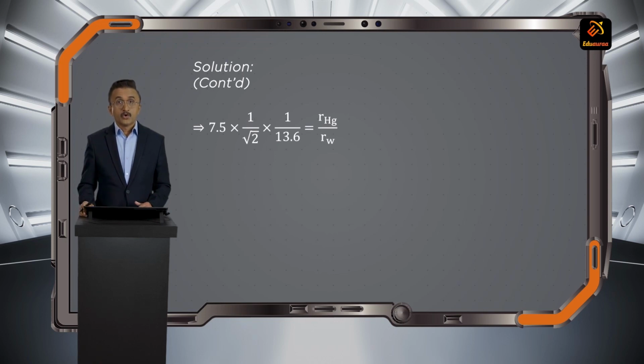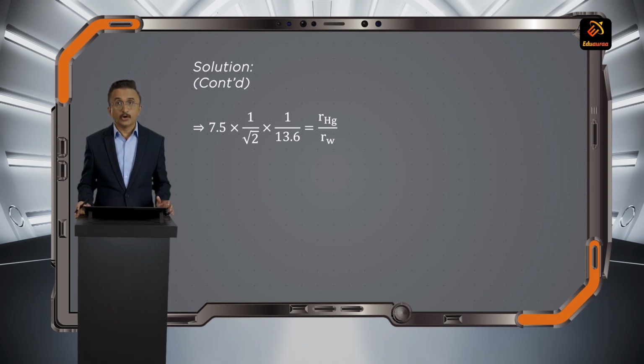Now the surface tension of mercury upon surface tension of water, how much is it? 7.5. Cos 135 is minus 1 by root 2. So 1 by root 2 into rho of water upon rho of mercury, so it is 1 upon 13.6. Okay. So now I can find out the ratio of R of Hg upon R of water.